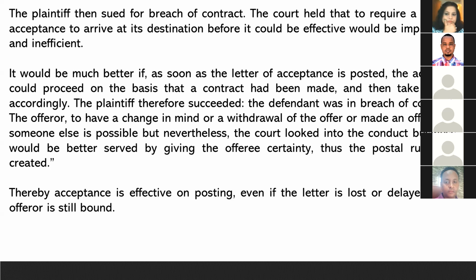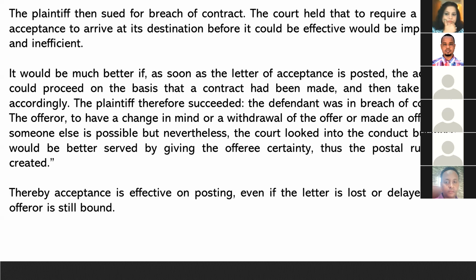I mean, those days, you had the postal system. So what the courts said is that it's not necessary that it reaches the person. The moment the letter is posted, it could be taken as acceptance. The plaintiff therefore succeeded. The defendant was in breach of contract. The offeror having a change in mind, or a withdrawal of the offer, or making an offer to someone else is possible. But nevertheless, the court looked into the business, and business would be better served by giving the offeree certainty. That's how the postal rule was created. So there was a rule called the postal rule.